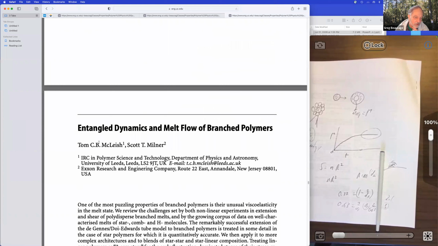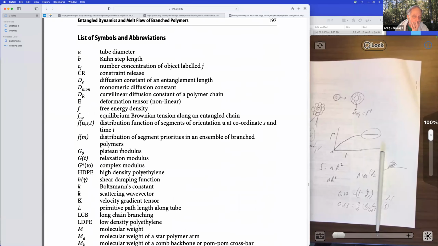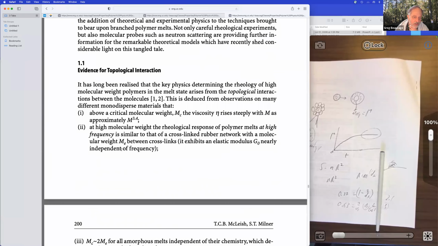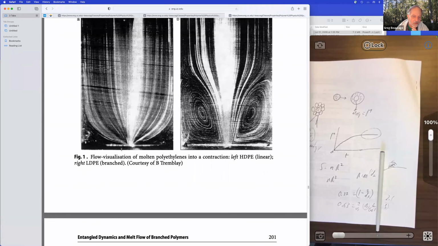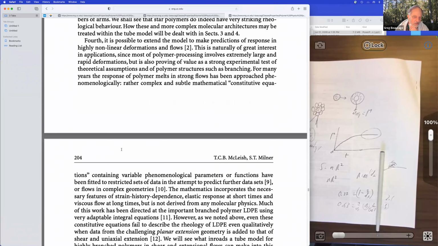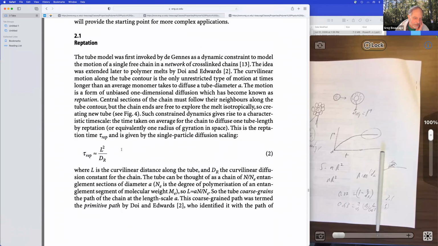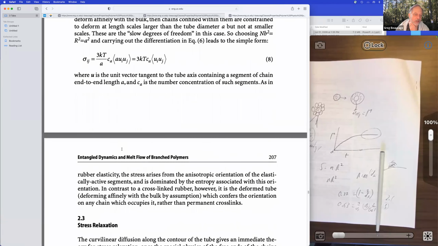And then McLeish and Milner. McLeish is kind of like the leader of rheology in the UK, and Milner is the guy from Exxon that does simulations. So these are two of the top guys in polymer rheology. It's a pretty good chapter at the end of this too on branch structure, how branching affects flow, essentially in polyethylenes. So that's also worth looking at.